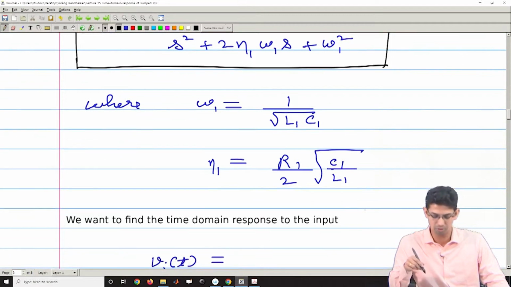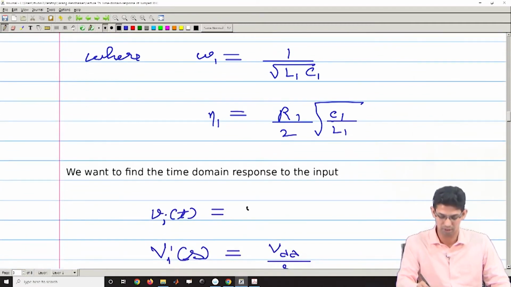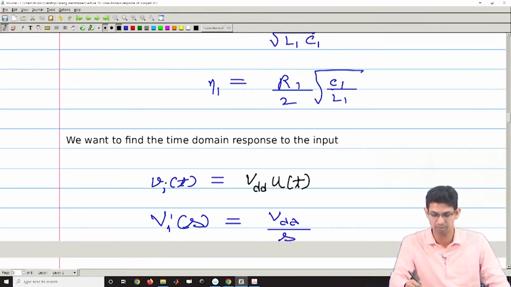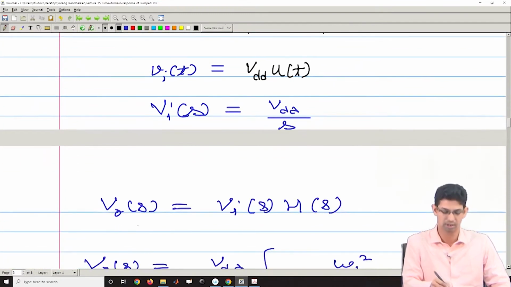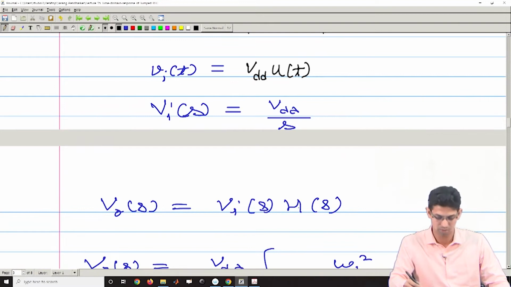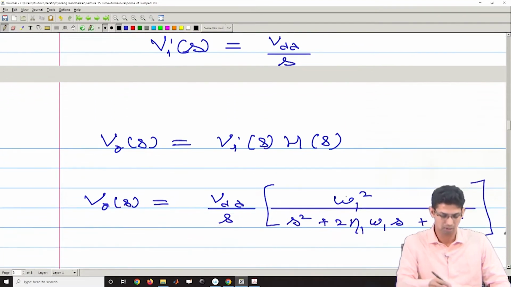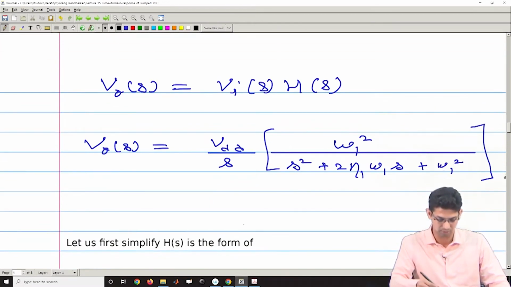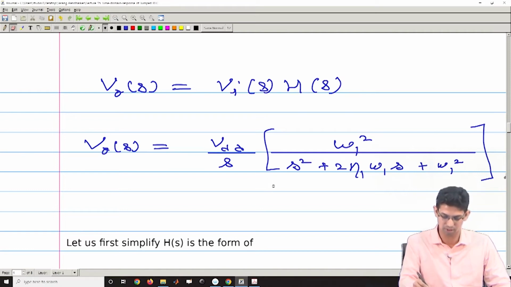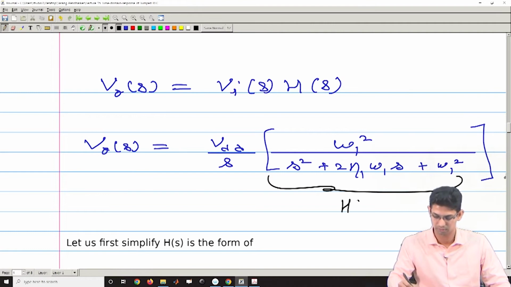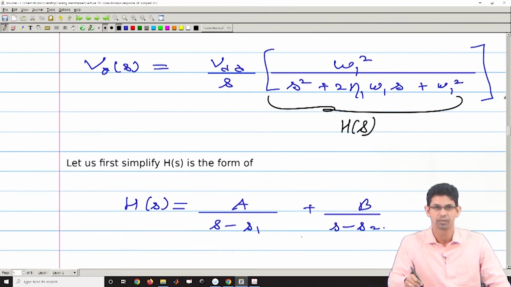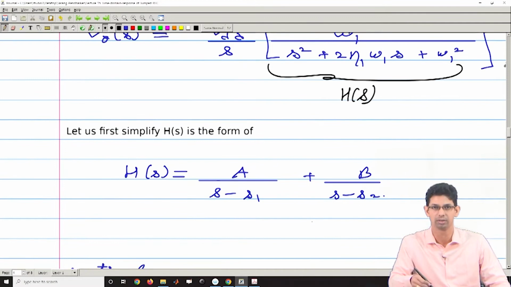So, what we want is the time domain response when the input signal V I of t is V dd u t. If I take its Laplace transform, what I have is V dd by s. So, finally, my V out of s is V in of s into H of s. V out of s can then be written like this. To simplify this, let us first simplify H of s. So, this is your H of s. So, let us simplify H of s in the form of partial fractions.